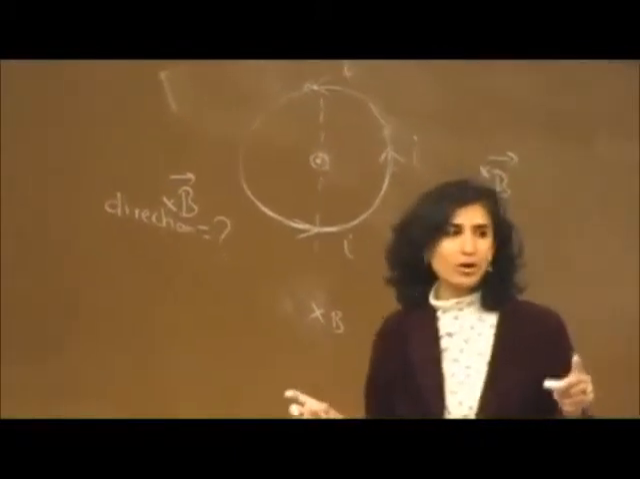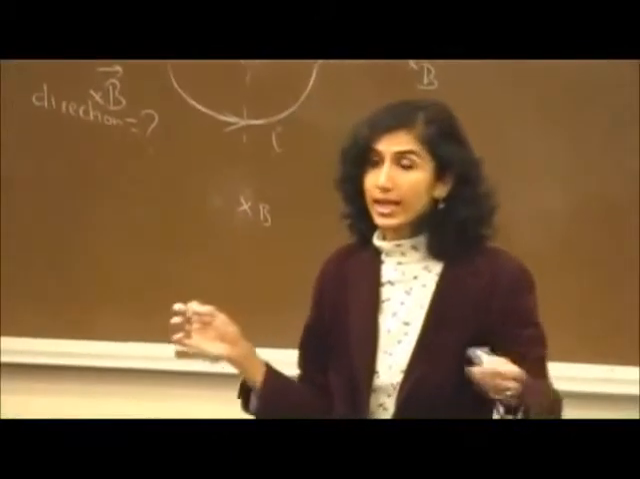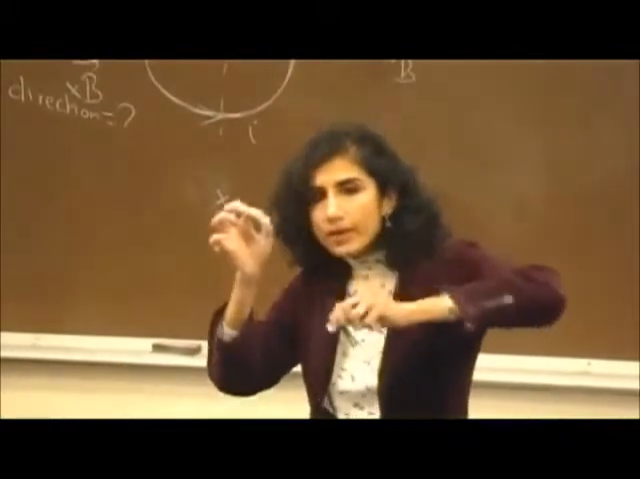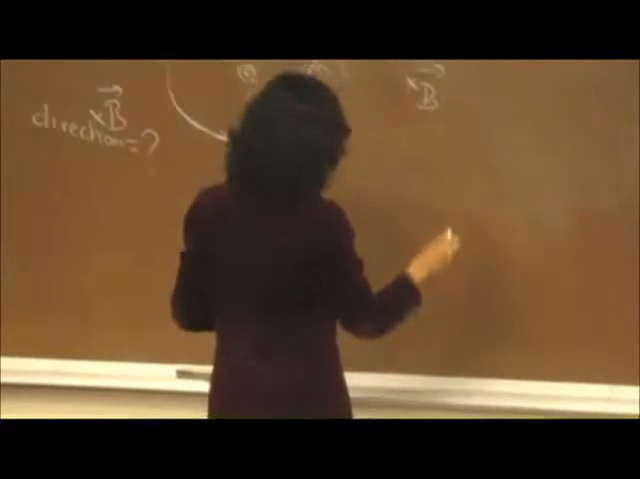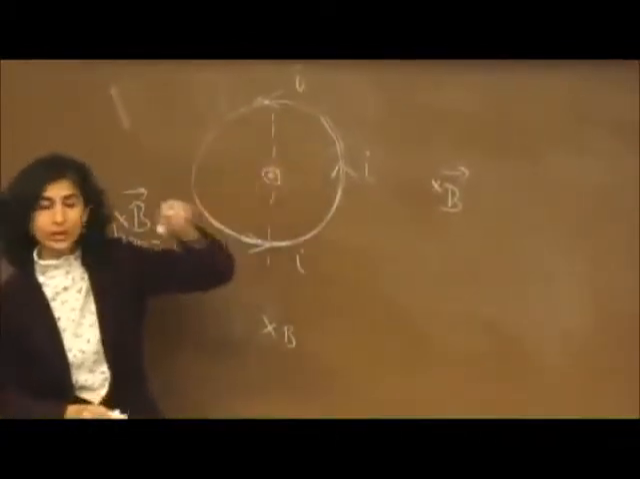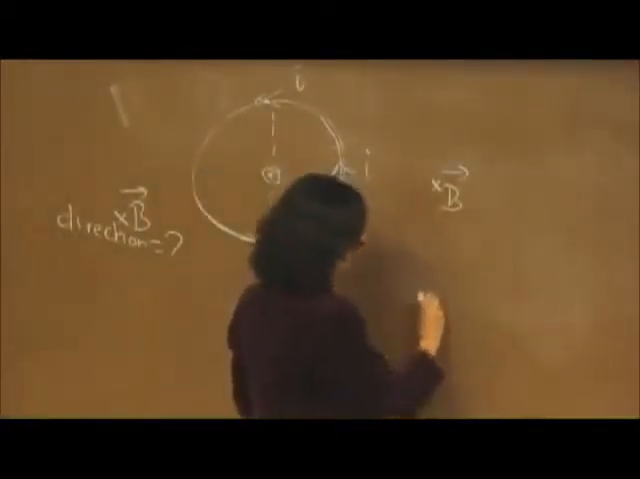Okay, now think about a solenoid. A solenoid is nothing but lots of these loops wound very closely together. So this would be the axis of the solenoid. One perspective of a solenoid is like this.